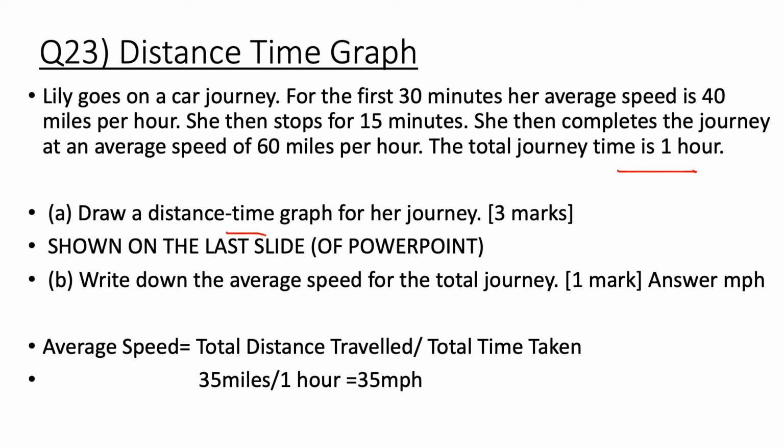Okay, so I've put this on the last slide. Work out the average speed. Average speed is total distance over total time taken. Well, total distance is actually 35 miles divided by total time, which is 1 hour, and it's 35 miles per hour. So average speed is total distance over the total time taken.